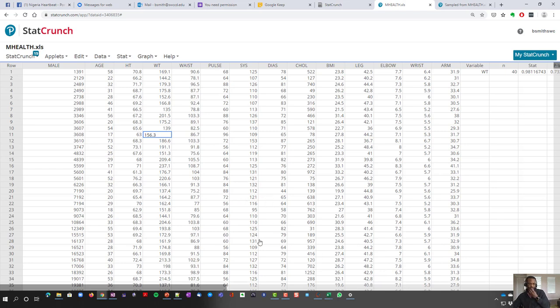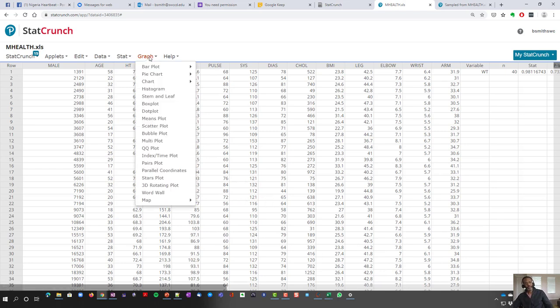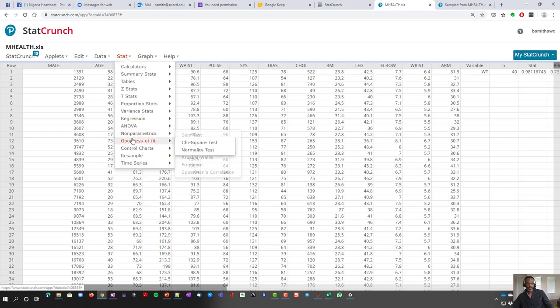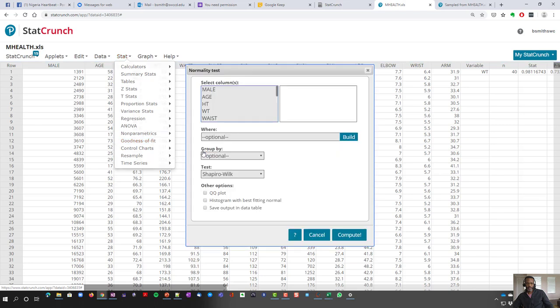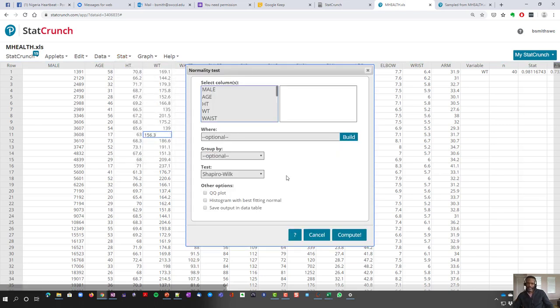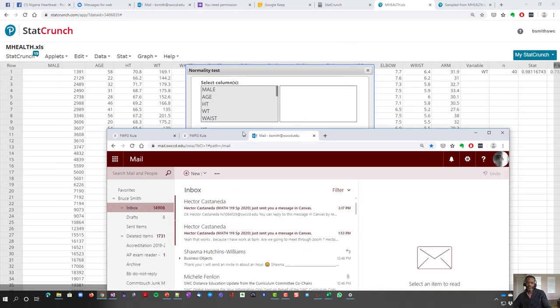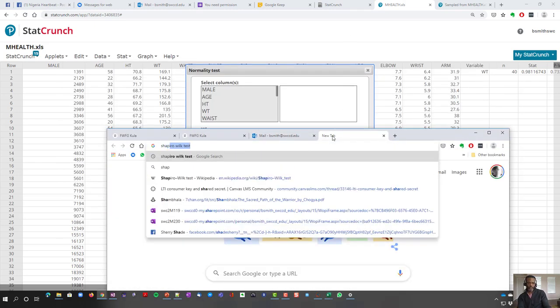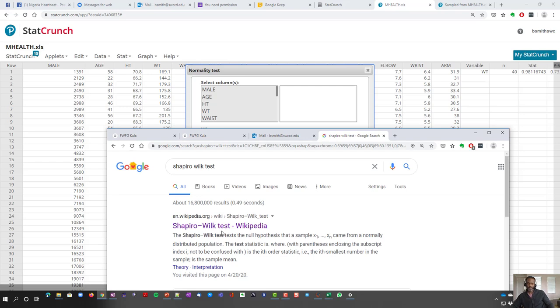And then taking a look at one more test, we're going to do something called the goodness of fit normality test. The Shapiro-Wilk test is one thing that we can use, and what the Shapiro-Wilk test assumes, for the null hypothesis, is that the data come from a normally distributed population. So the assumption, the given, the null hypothesis, is that this data comes from a normally distributed population.